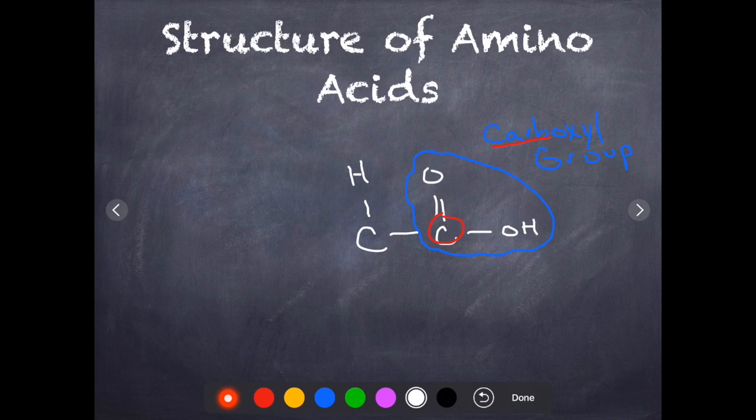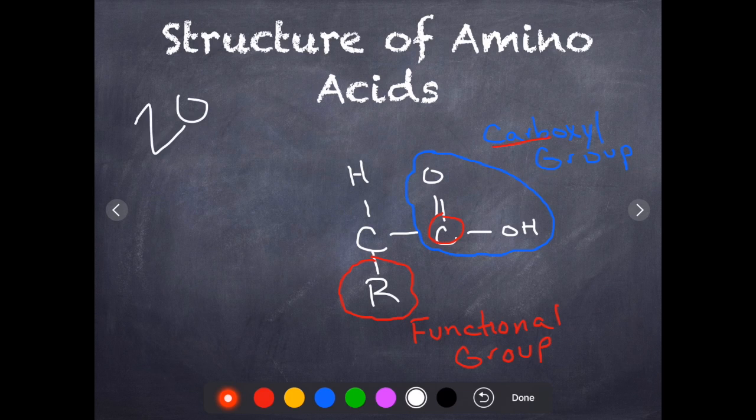Now the important one that pretty much gives the amino acid its characteristic is something called the functional group. I'm just going to draw this as an R. The reason I'm drawing it like that is the functional group changes depending on what amino acid you have. Okay? There can be a total of 20 different amino acids.